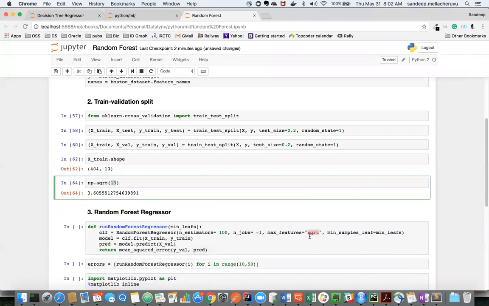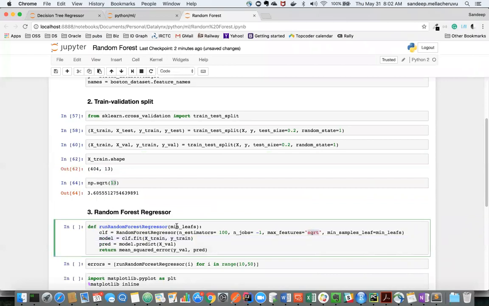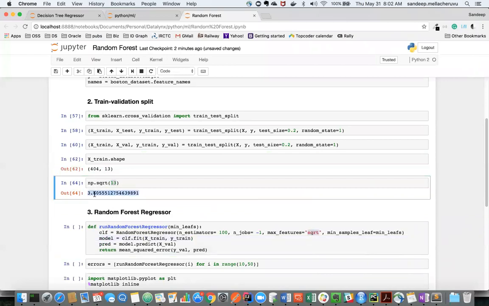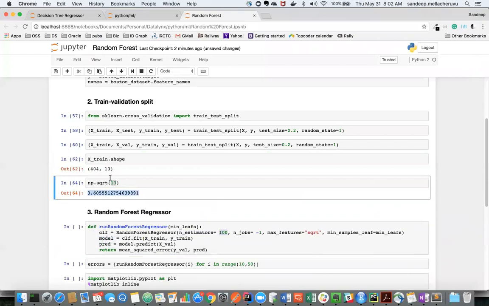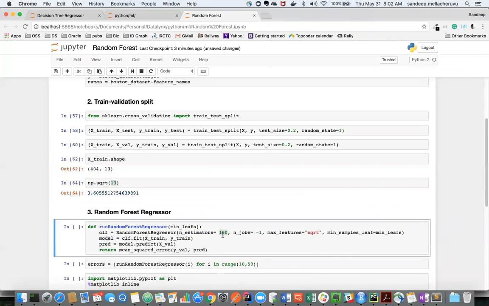At a time, I'm going to take square root of 13 variables and create one tree, and I'm going to create 100 such trees. Every tree is going to have square root of 13, which means 3.6. It is going to round this up to 4. So at a time, I'm going to take 4 variables and build a tree, and I am going to develop 100 such trees.